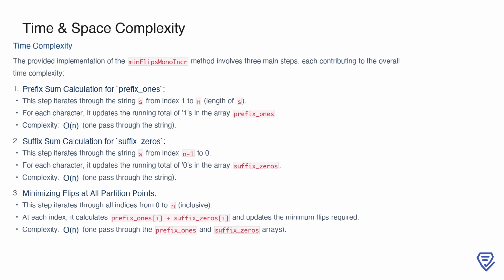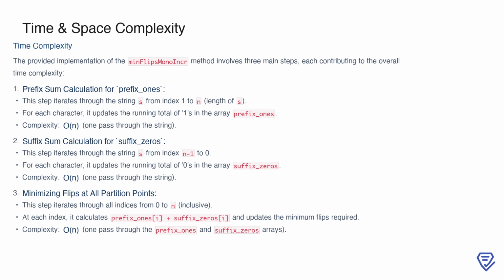The second step is the suffix sum calculation, where we iterate backward through the string to determine the cumulative count of zeros at each index, storing these values in the suffix_0's array. Again, this involves a single pass, contributing another O(n) to the time complexity.